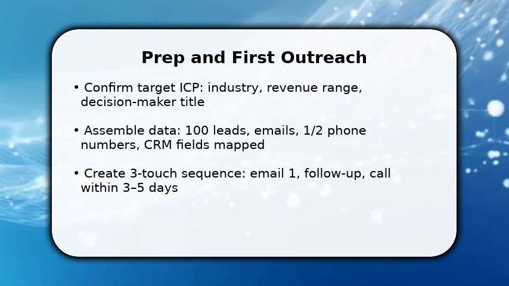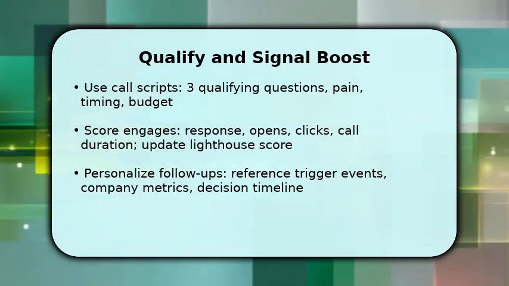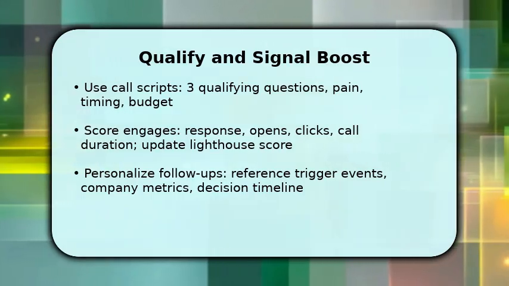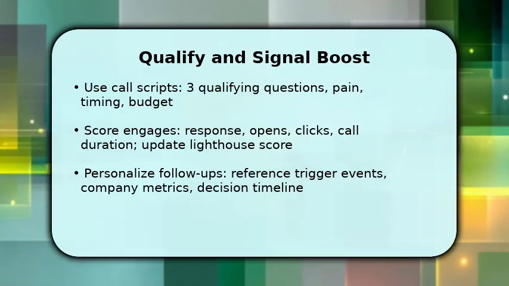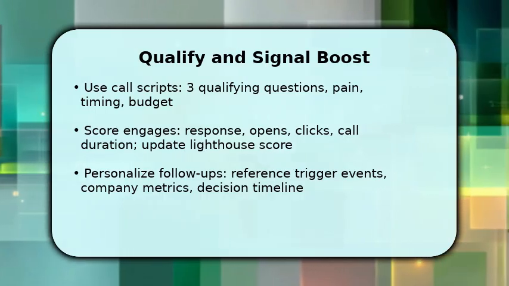You now focus on qualification and amplifying the Lighthouse signal. Start calls using a tight script with 3 qualifying questions about pain, timing, and budget, because clarity filters prospects fast. Make sure to update the lead score for responses, opens, clicks, and call duration so your Lighthouse highlights hot targets.